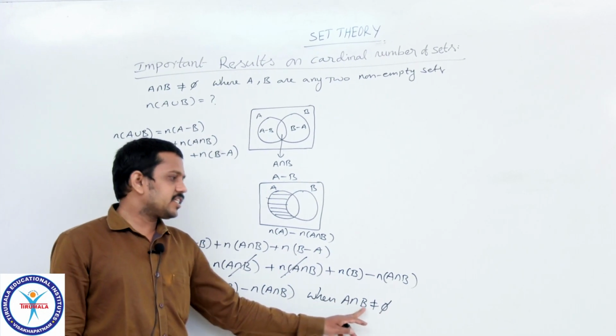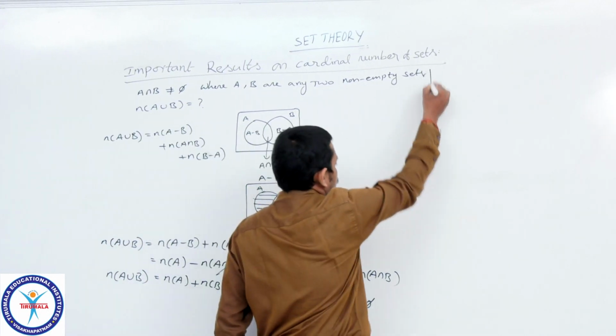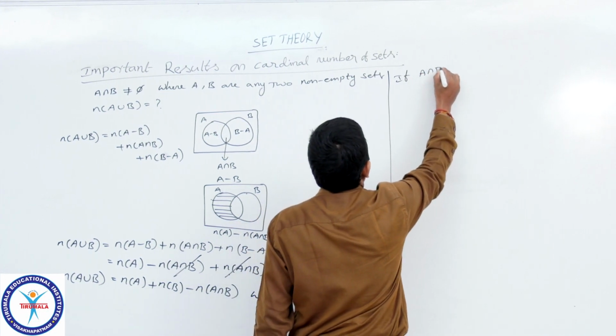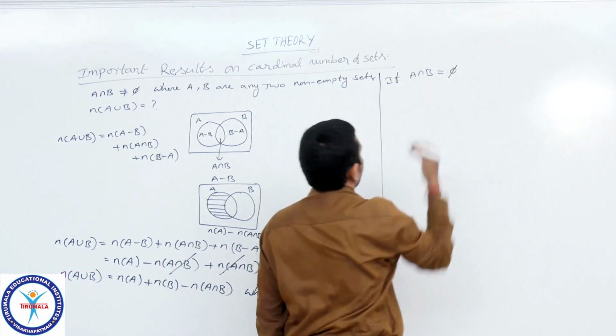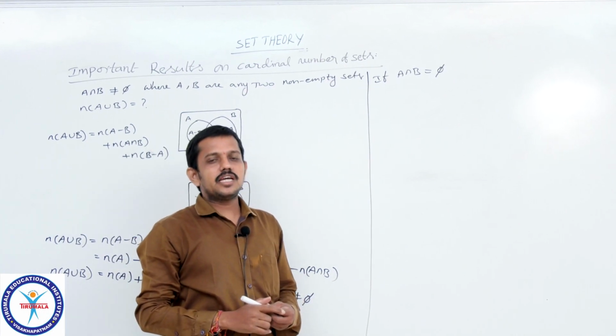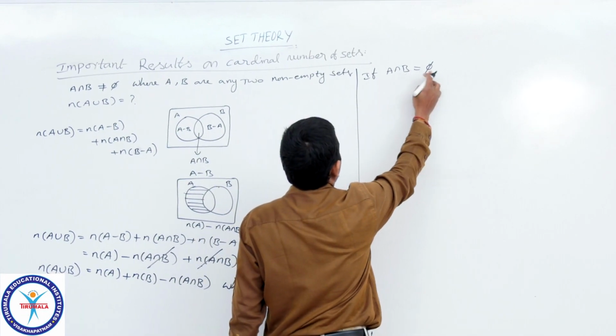Suppose A intersection B is equal to phi, that is, A and B are two disjoint sets. Then there are no common elements in A and B. So, A intersection B is phi.